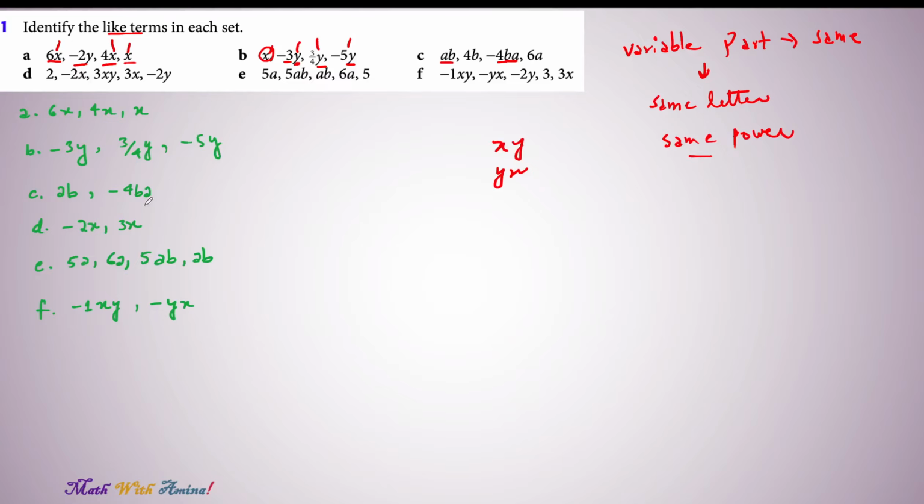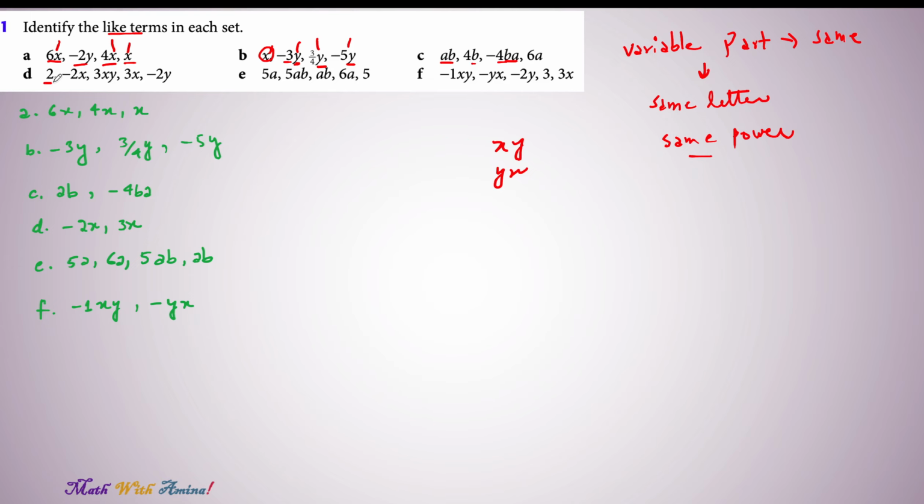So in here, 4b and 6a are not like terms because their variables are completely different. So the like terms are AB and minus 4ba, as you can see in here. Then we go to the fourth part.